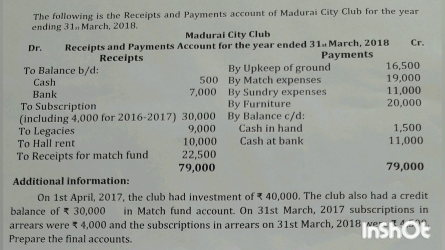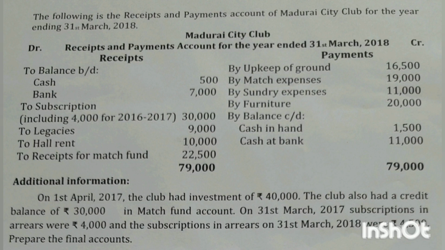And then legacies, 9,000 rupees. Legacy is a gift given to a not-for-profit organization in the form of a will. This could have been done by the members. This will would have been given to the not-for-profit organization either by members or by volunteers. This is a capital receipt and this should be shown in the liability side. Next, hall rent. Hall rent is the income. This should be shown in the income side of the income and expenditure account.